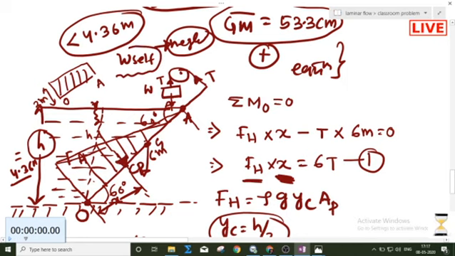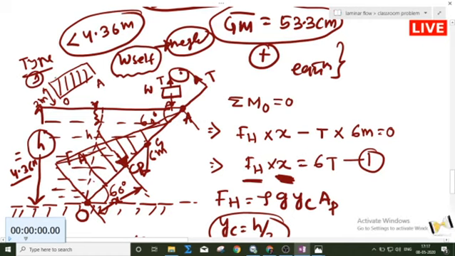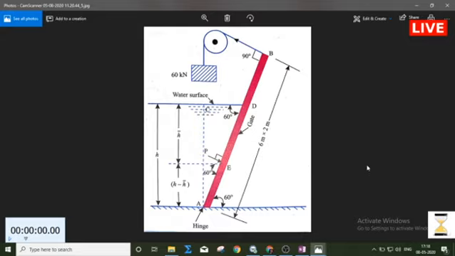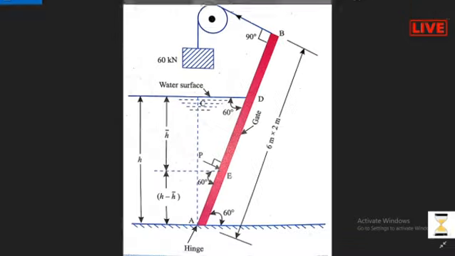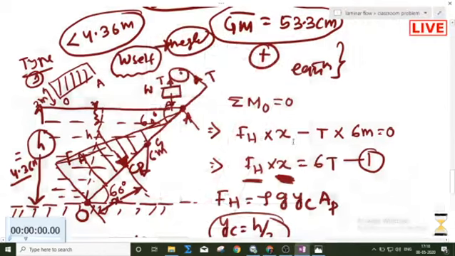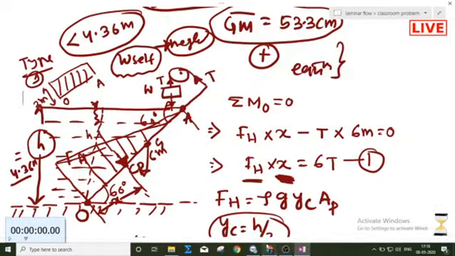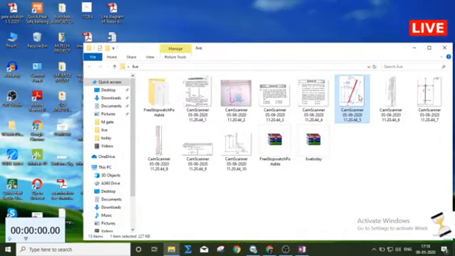This is one type of problem, type 1, where you have to find out this head. There is another type of problem where you have to find out the weight of the gate, what is the range of this weight of the gate. So now you have to go to the next problem. The next problem is a very easy problem.